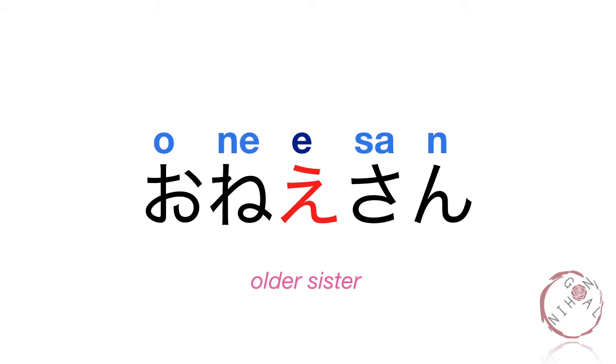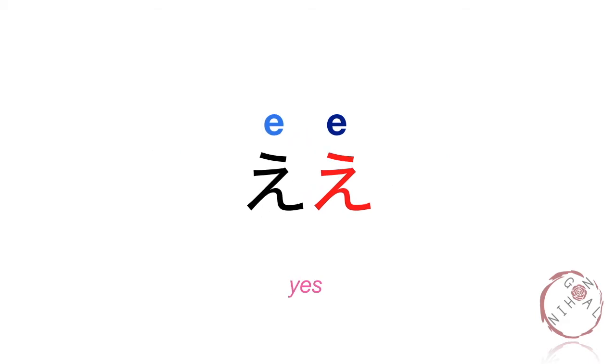Here is an example of a word using hiragana e. O, ne, e, sa, n, oneesan.